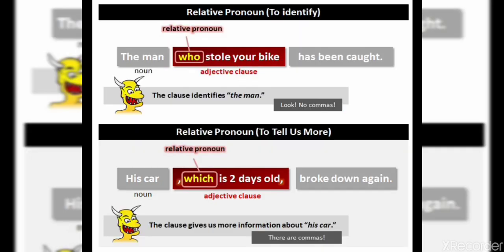Look into these examples. The man who stole your bike has been caught. So here who is the relative pronoun and it is adding a little more information to the noun, the man. The last example: his car, which is 2 years old, broke down again. Here the which, the relative pronoun, is giving additional information about the subject.